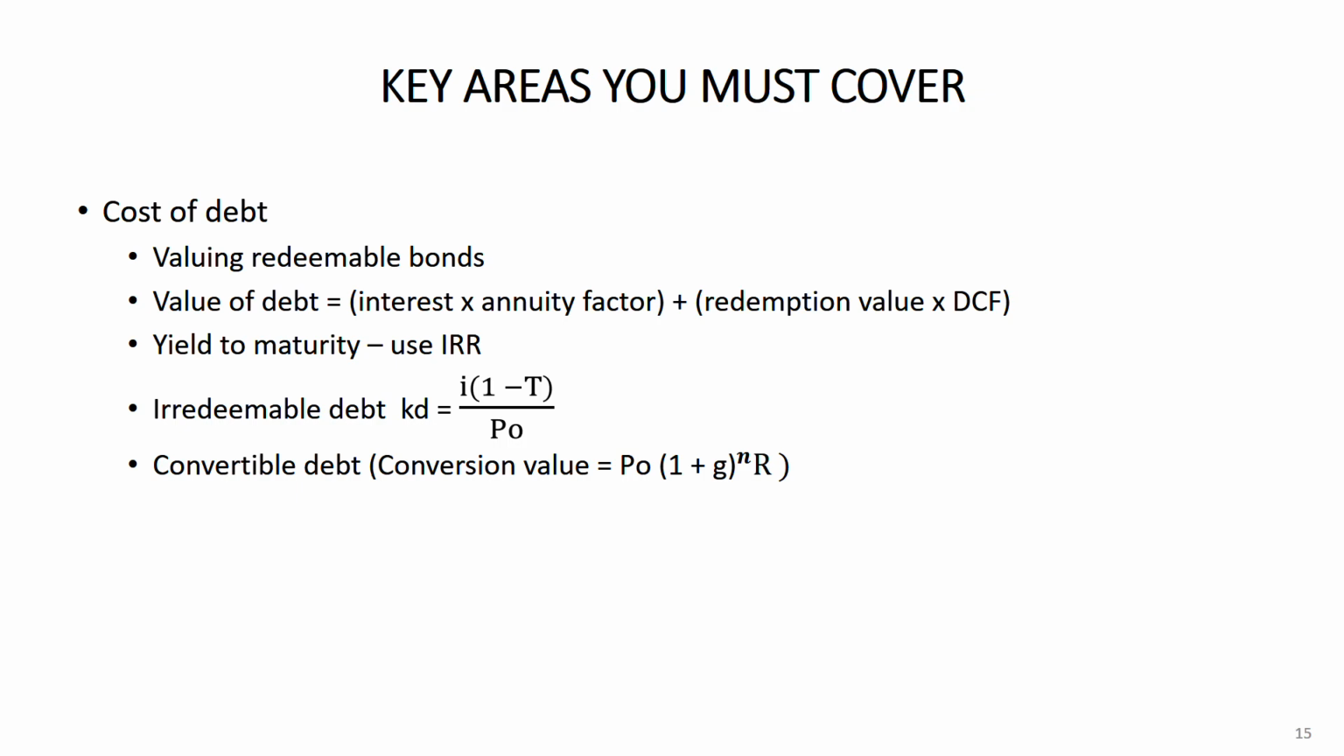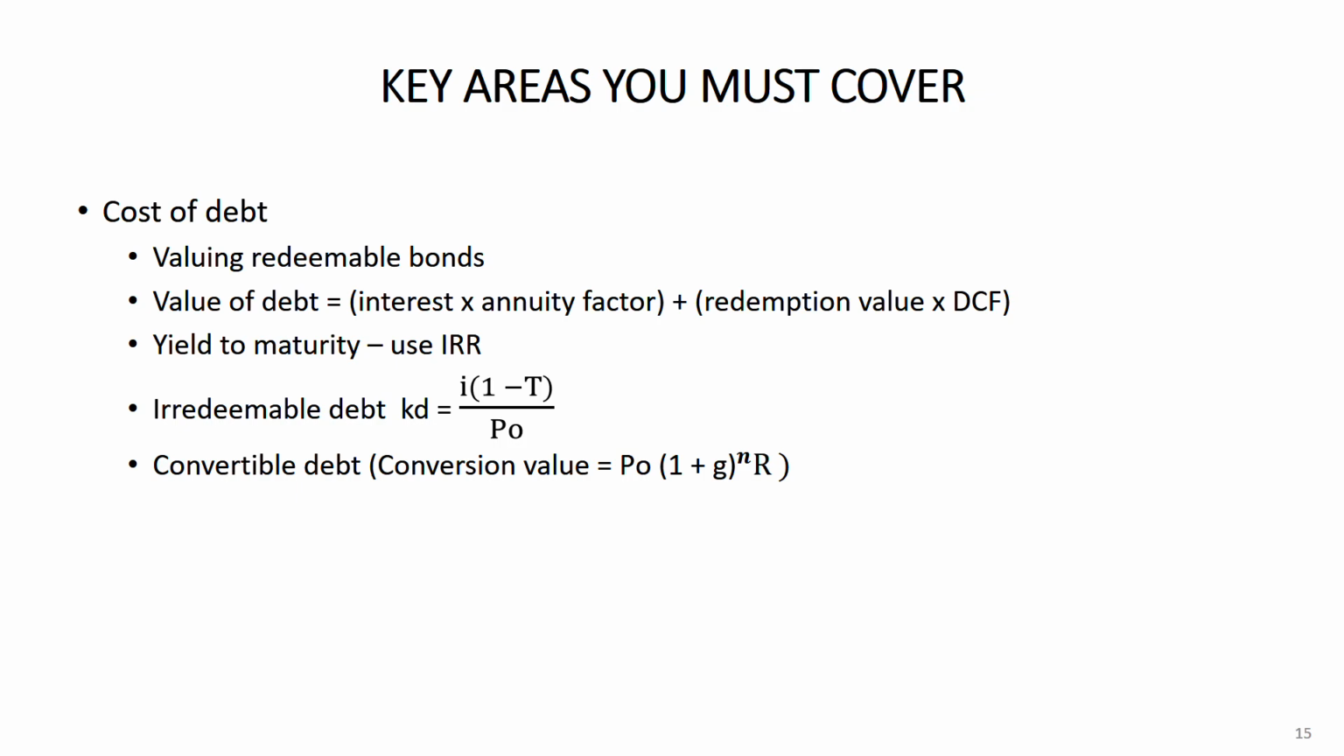For convertible debt, you have written down the formula also. You need to find the conversion value. Whenever convertible debt is there, the conversion value you have to find out. The formula is P0 into (1 plus g) to the power of n, into R. g is the growth rate, n is the number of years to conversion, let's say 2 years to convert, then n is 2. R is the number of shares received on conversion. Convertible debt means the debt will be converted to equity, so when it's converted to equity, you'll be getting shares. When you know this, it's very easy.